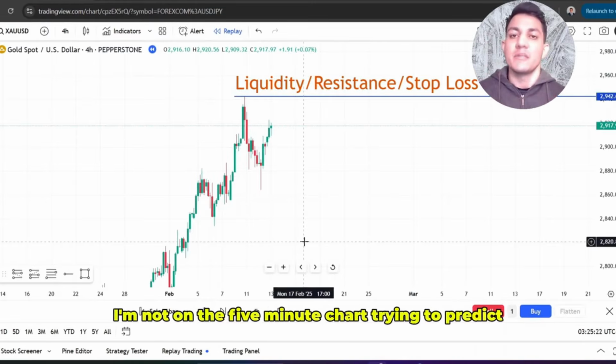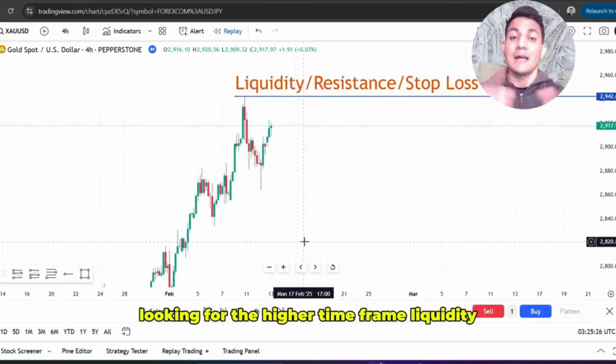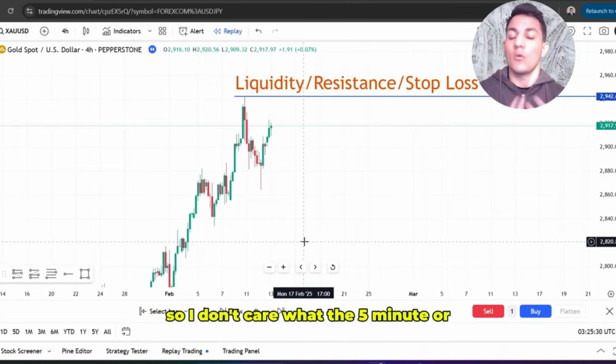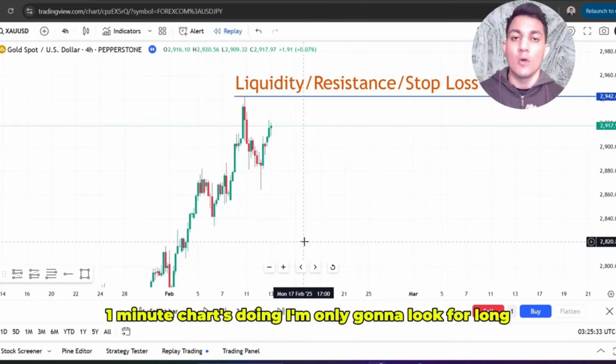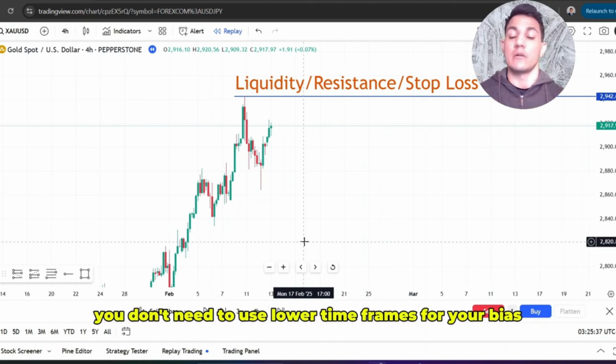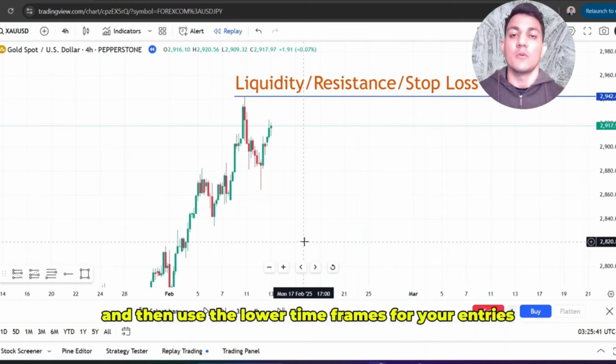I'm not on the 5-minute chart trying to predict where price is going to go. I'm on the 4-hour chart and daily chart looking for the higher time frame liquidity, the bigger picture. I've got my direction now, so I don't care what the 5-minute or 1-minute chart's doing. I'm only going to look for longs. So very, very important. You don't need to use lower time frames for your bias. Use the higher time frames for your direction, and then use the lower time frames for your entry.